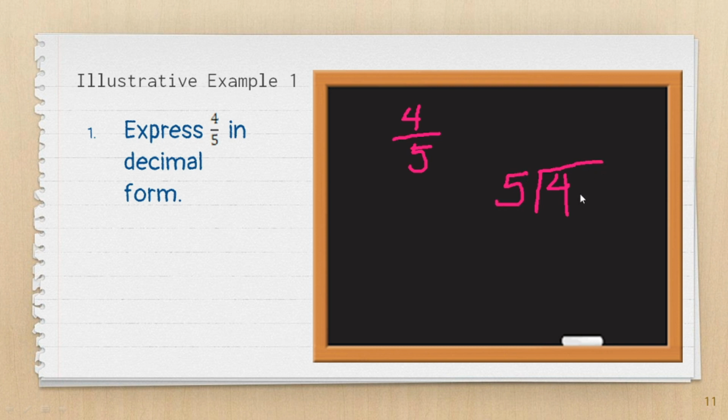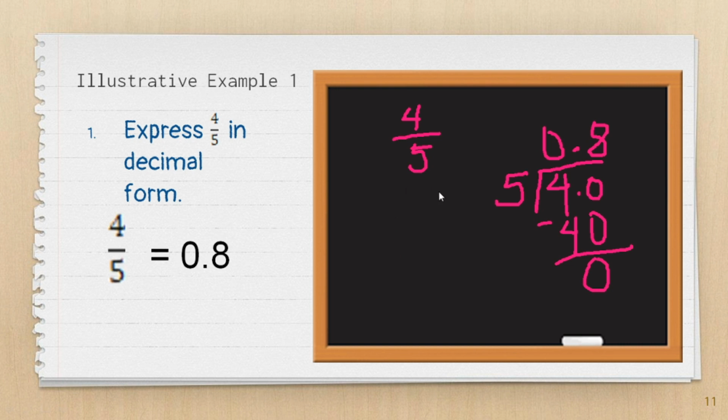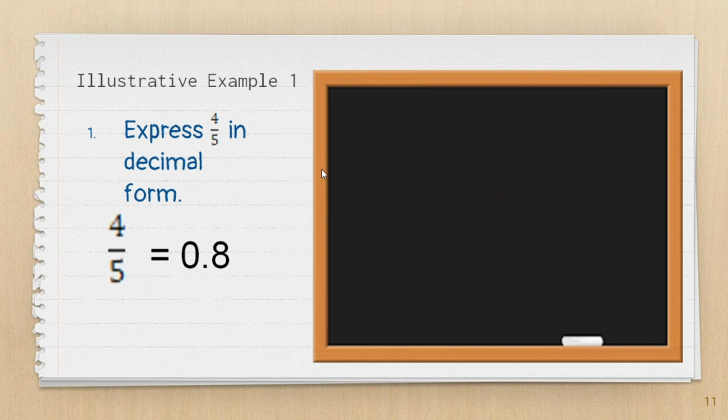Hindi siya pwede. So, we need to add point and then 0. Tama? And then, copy the point dun sa taas. 40 divided by 5, that's 8. 8 times 5, that's 40. So, 40 minus 40, that's 0. So, meaning to say, we have 0.8 or 8 tenths. So, 4 over 5 is equal to 0.8 or 8 tenths.